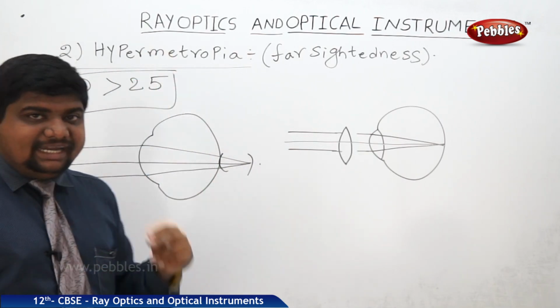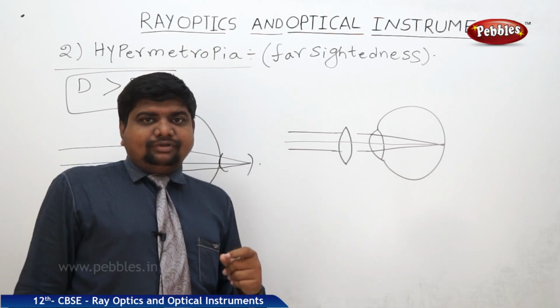This is also one of the eye defects. So the next one is astigmatism.